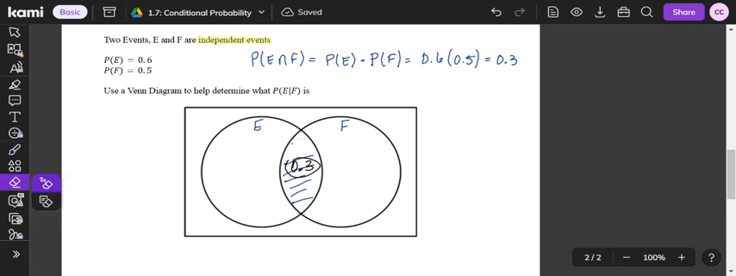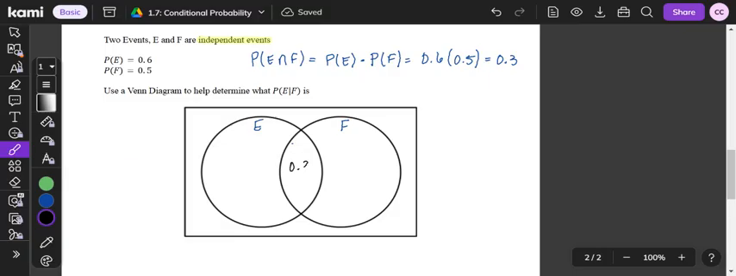Let me erase because it's hard to see. There we go. The probability of F is 0.5. Well, 0.3 of it is already in the middle, so the other 0.2 needs to be there. And then the probability of E is 0.6. Again, 0.3 of it is already in the middle, so the other 0.3 needs to be there. This is so far a total of 0.8, which means there's 0.2 remaining on the outside, meaning there's a 20% chance that neither event E nor F will happen.